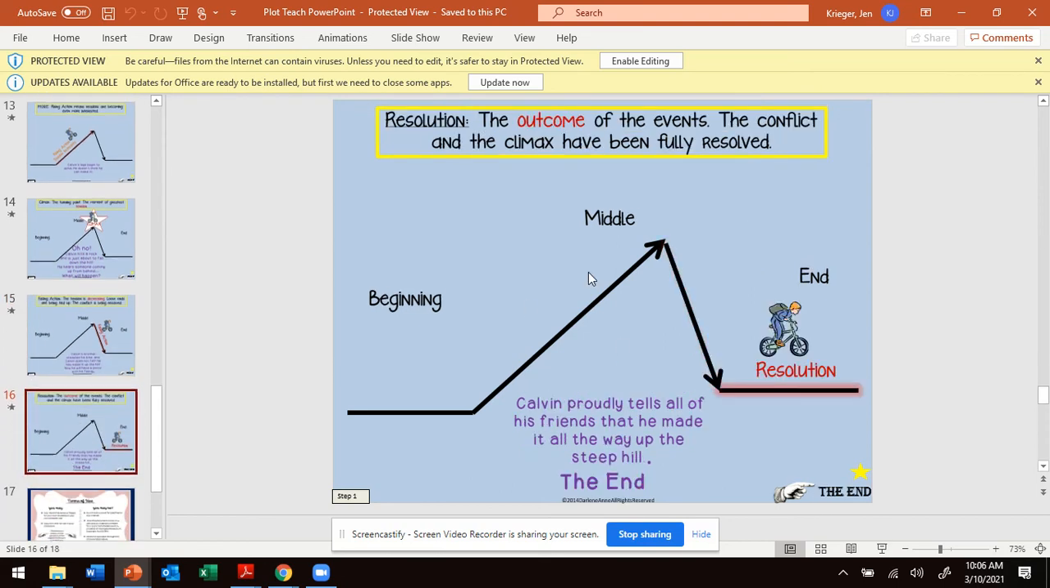Oh, we're coming to an end. We call it the resolution. In fourth grade, you probably called it a conclusion. In fifth grade, it is a resolution, the outcome of events, where the conflict and the climax have been resolved. Calvin proudly tells all his friends that he made it all the way up the steep hill.